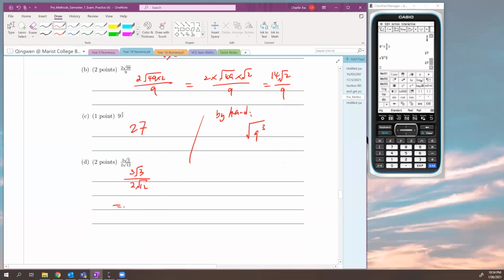This could be done in this way: 3 root 3 over 2 times root 3 times root 4. Okay, and let's cancel it out. We have 3 over 2 times root 4, which is 2. So the answer is 3 over 4. Okay, 3 over 4.